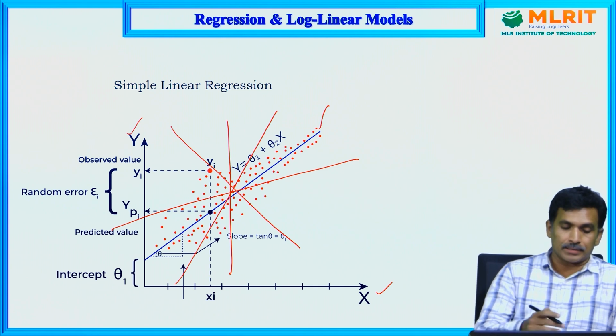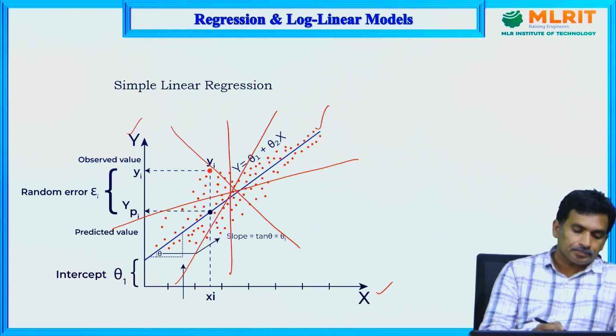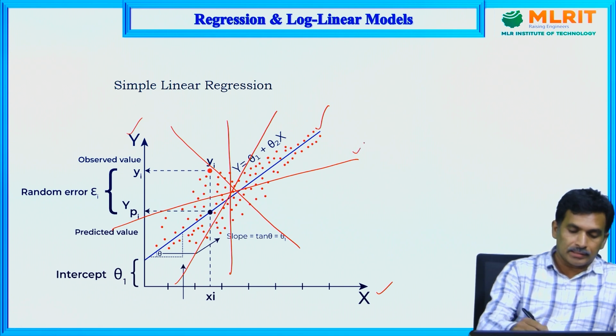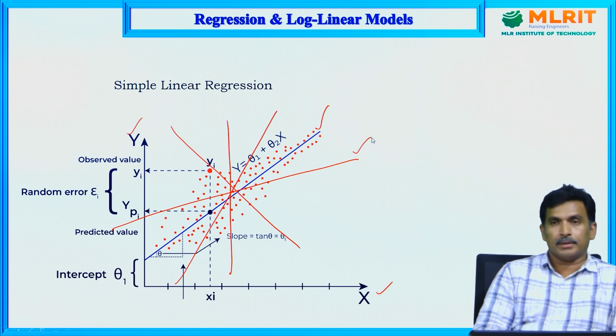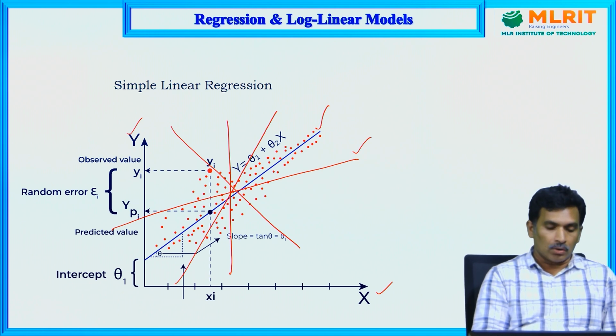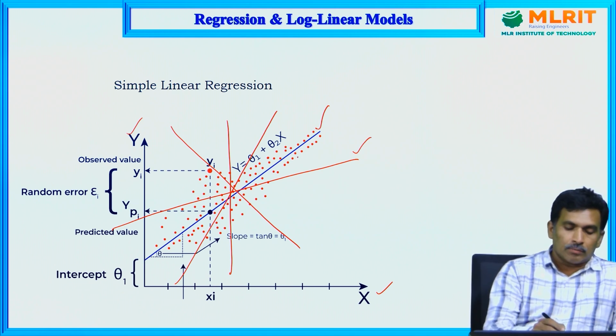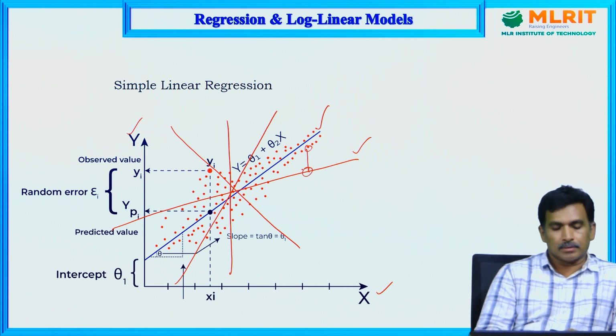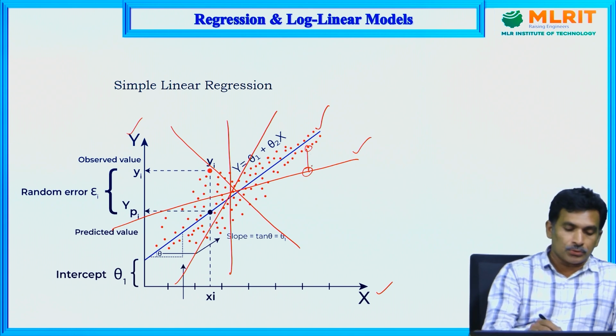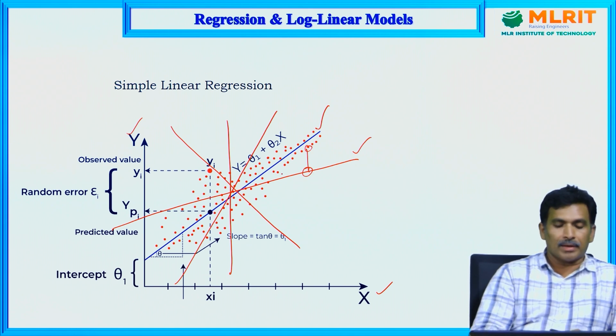How are we going to select this? Suppose these are the data points, and this is the regression line. We check how well this line describes the data distribution. We take the vertical difference between the actual value and the predicted value, and similarly for the rest of the values.